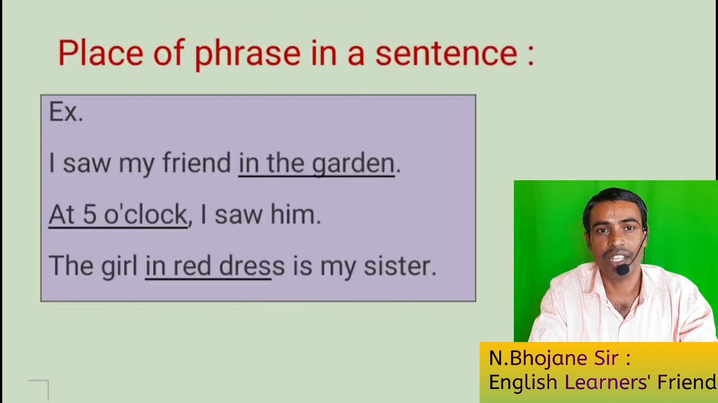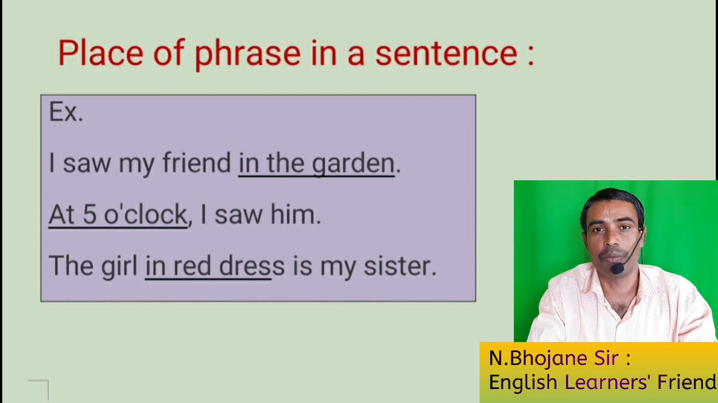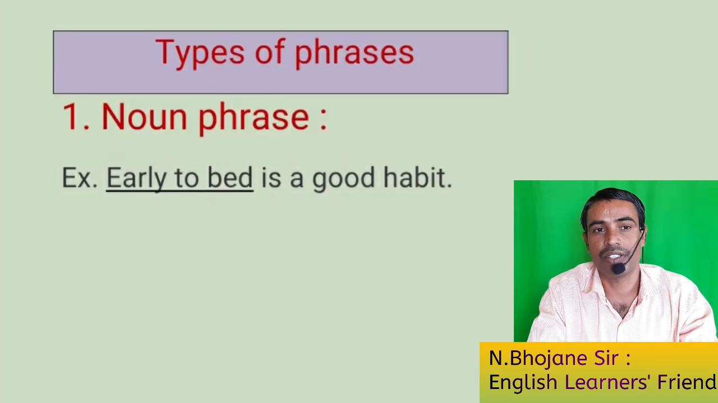Place of phrase in a sentence. A phrase may occur at the beginning of a sentence, in the middle of a sentence, or at the end of a sentence. For example, I saw my friend in the garden. In this example, in the garden is a phrase. At 5 o'clock, I saw him. Here, at 5 o'clock is a phrase. The girl in red dress is my sister. Now here, in red dress is a phrase.